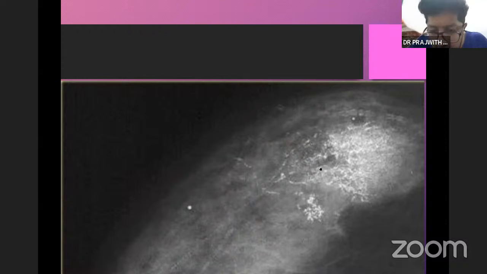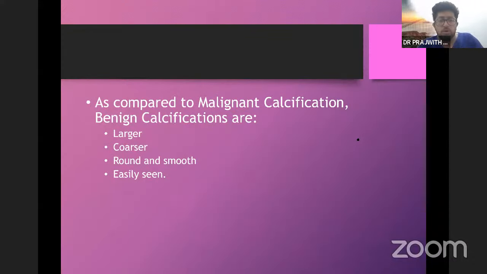You can see here fine clusters of calcifications, and they are linear somewhere. In some places, they are branching. So these are the calcifications which are more like malignant calcifications. Multiple tiny calcifications, less than 0.5 mm, which are branching, linear, or present in clusters, are considered to have a higher chance of being malignant.